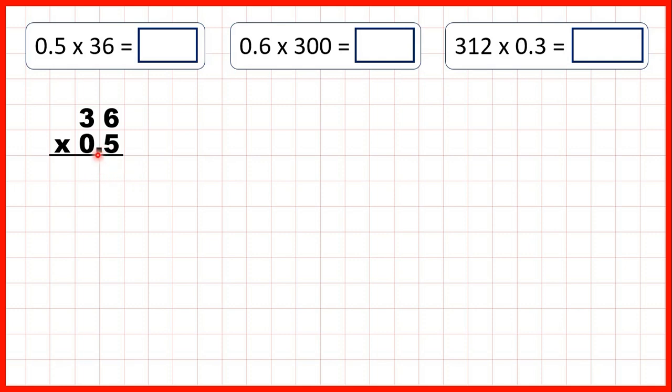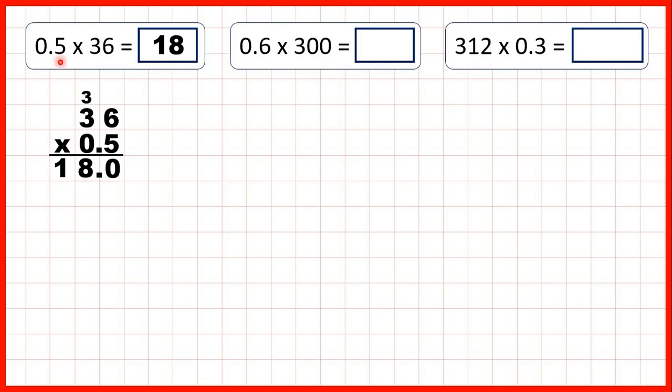Now, we need to remember that if there's one decimal place in the question, there will be one decimal place in the answer, so we can copy down our decimal point, and now 6 times 5 is 30, so 3, 0. 3 times 5 is 15, plus 3 is 18, so we get 18.0, which we can just write as 18, because if you have 0.0 on the end of a number, you have a whole number.